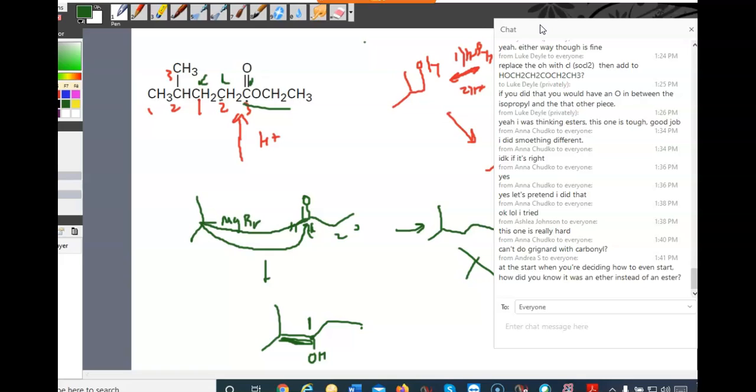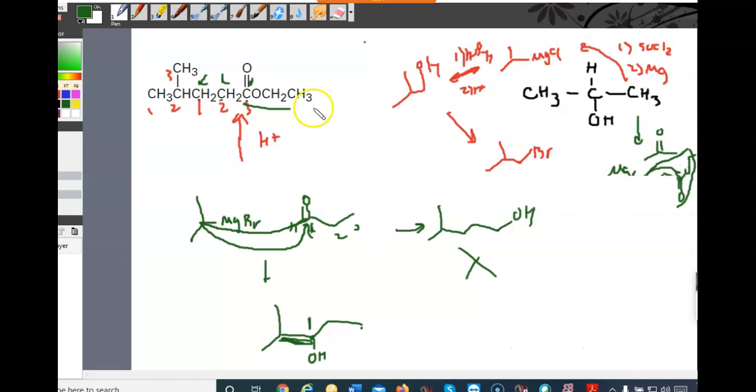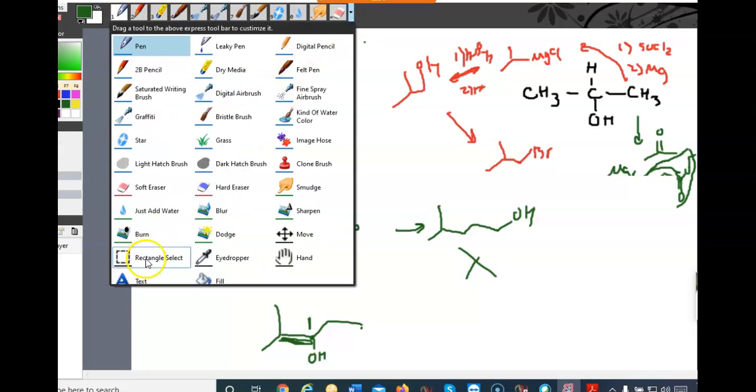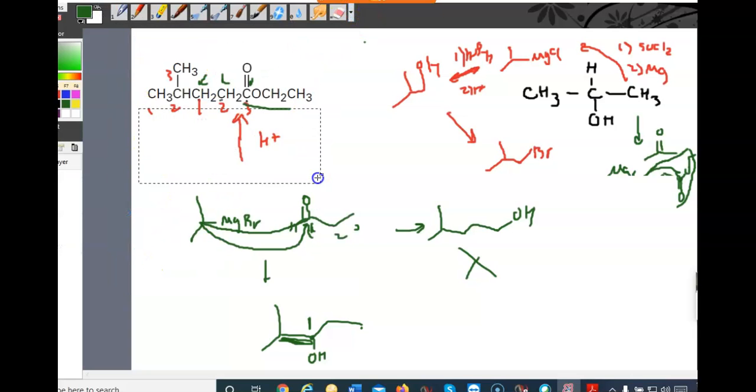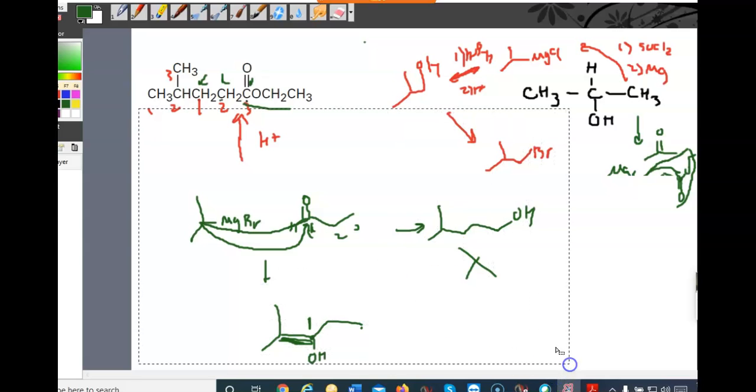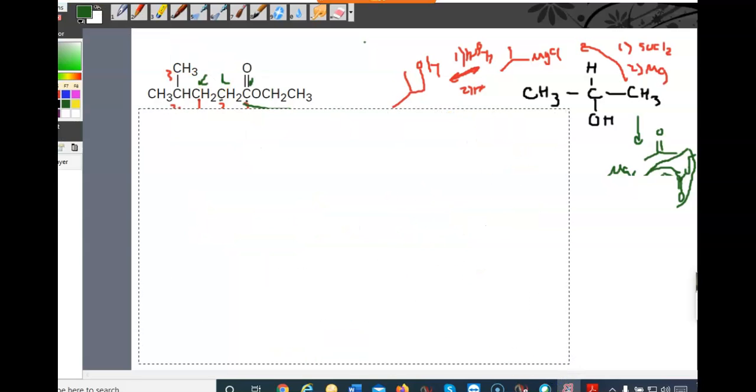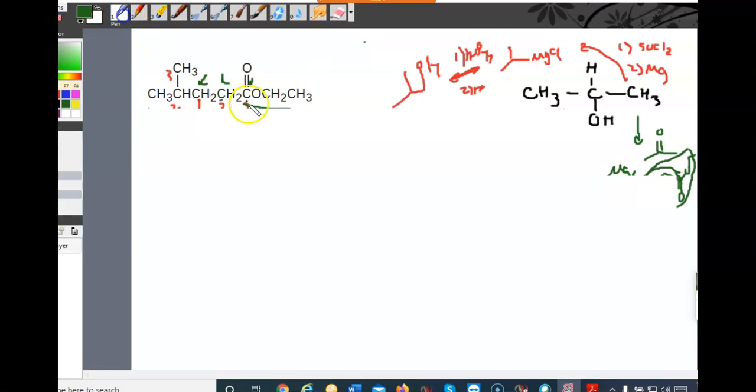Andrea, at the start, when you're deciding how to even start, how did you know it was an ether instead of... No, it's an ester. It's not an ether. This is an ester. If I said ether, I apologize. But it's an ester group. Did I say ester or ether? I thought I said ester because in order to make it, you have to do a Fischer esterification. So I look at this, and it's an ester, carbonyl, and then an oxygen.